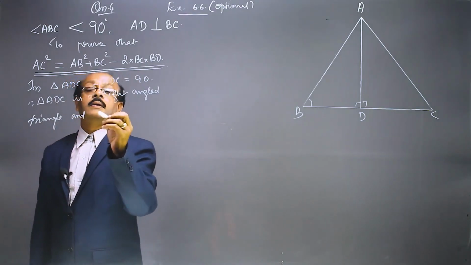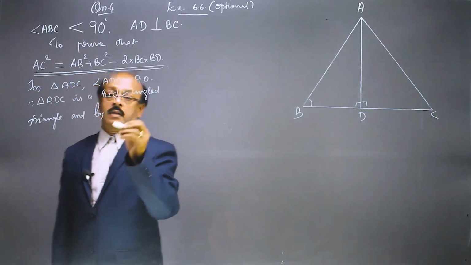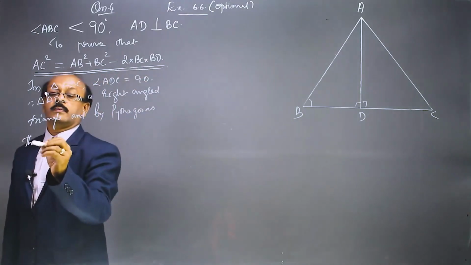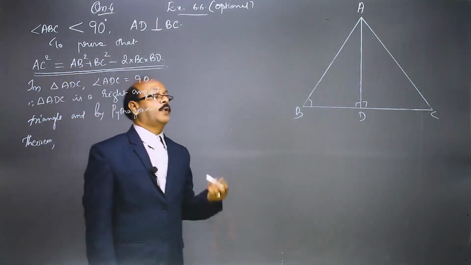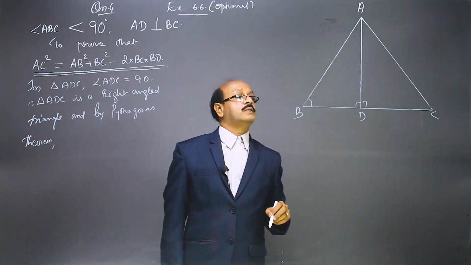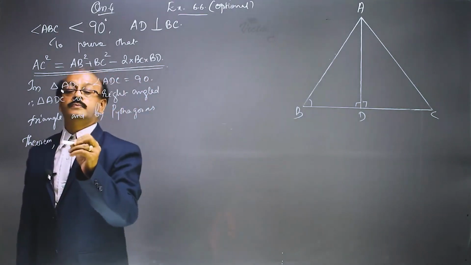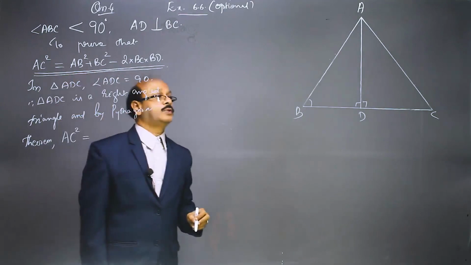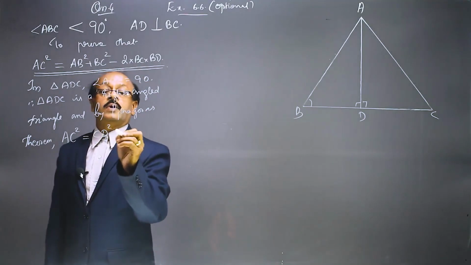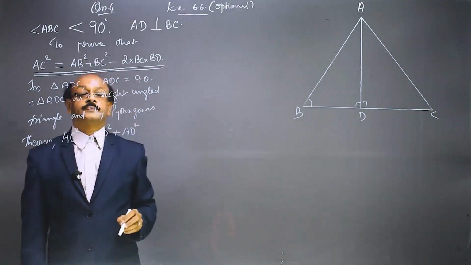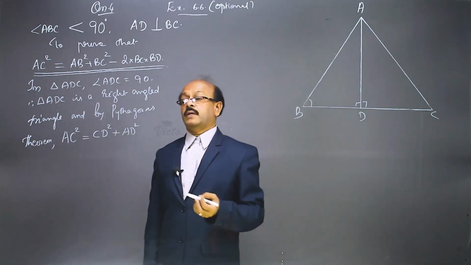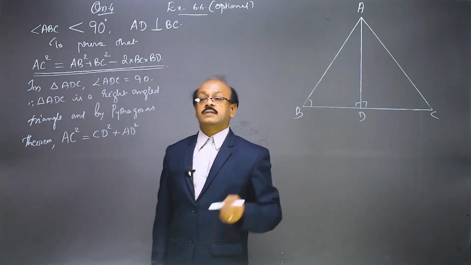and by Pythagoras theorem we have hypotenuse square is equal to base square plus altitude square. That means AC square is equal to CD square plus AD square. Now, in our result to be proved, there is no AD. AD is not there. So, we want to change it.